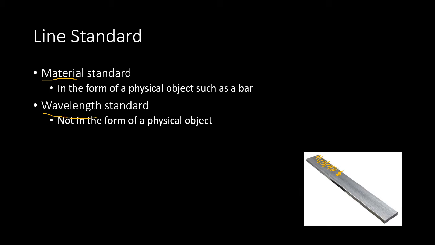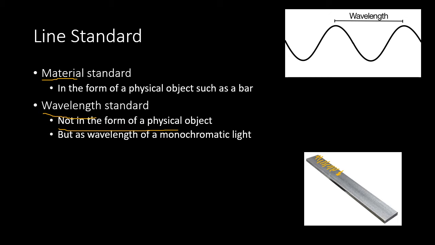The second type of line standard is wavelength standard, and this is not in the form of a physical object because there are several disadvantages associated with the material standard. We will see them later on. But the wavelength standard is recognized as the wavelength of a monochromatic light. So if this is the wave of a monochromatic light, then the wavelength of this wave can be recognized as a measurement standard for length.